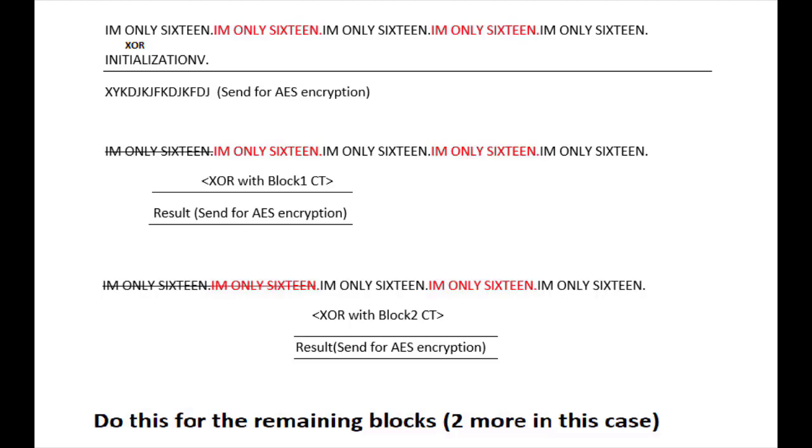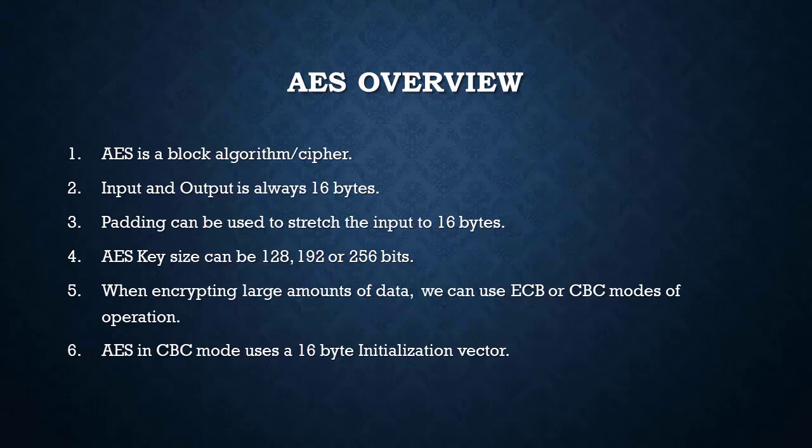I hope that's not too much of theory. So effectively what we have seen is AES is a block algorithm, or a block cipher. The input and output in AES is always 16 bytes. You can use a padding scheme in order to stretch the input if it is less than 16 bytes. And the key sizes in AES can be one of 128, 192, or 256 bits. When encrypting large amounts of data, that is something more than 16 bytes, we can use either ECB or CBC modes of operation. So a mode of operation is nothing but a way of using AES repeatedly. There are other modes of operation for AES, but they are outside the scope of what we are discussing now. And the last thing is, AES in CBC mode uses a 16 byte initialization vector. Now let's get started.